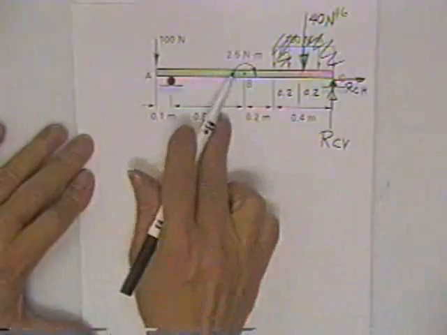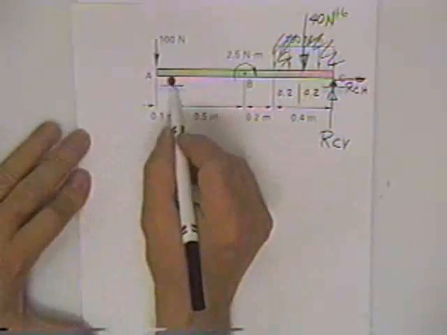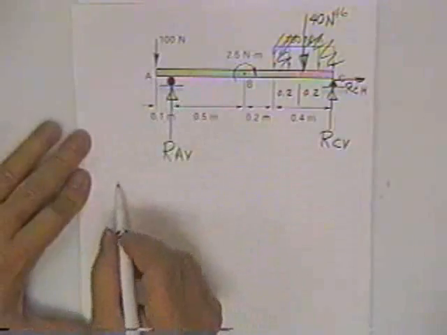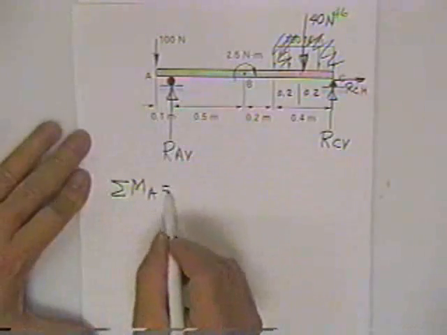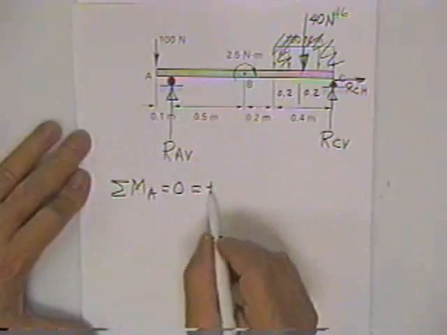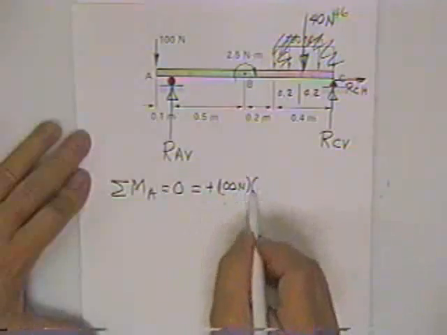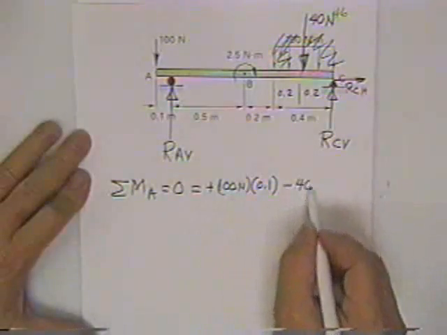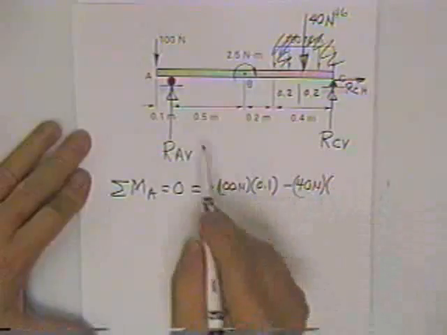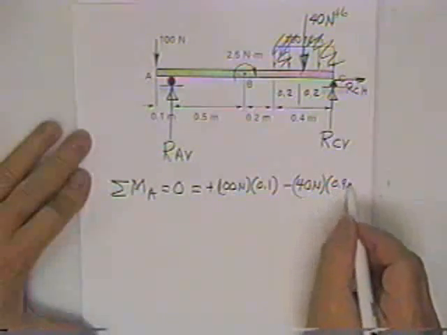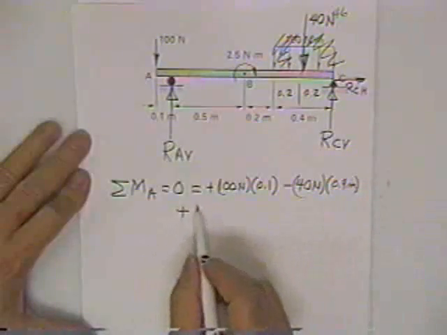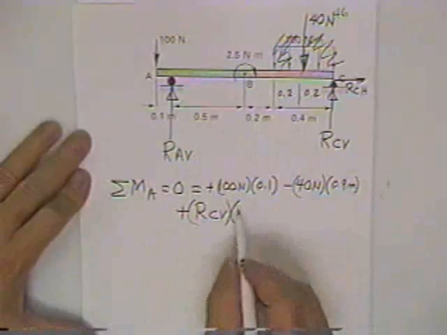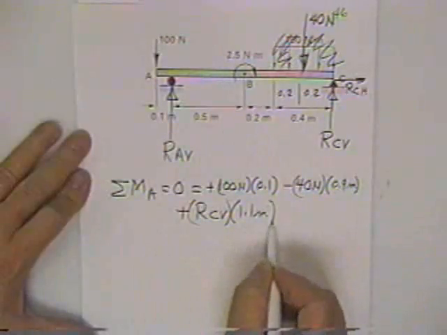Just like all the rest, just need to make sure you know what to do with this moment here. I need a reaction here also, reaction at A vertical. Since it's a pin, one force only. Sum moments about A equals 0 is equal to plus 100 newtons times his moment arm, 1/10 of a meter, minus 40 newtons times his moment arm, 0.9 of a meter, plus the unknown RC vertical times his moment arm, 1.1 meters.